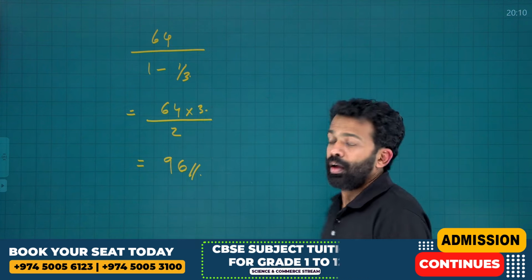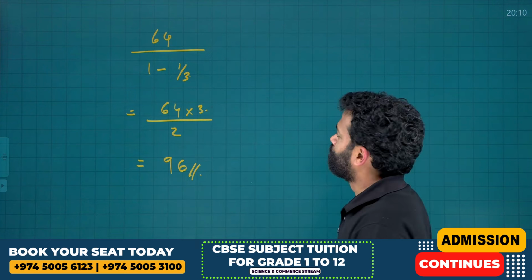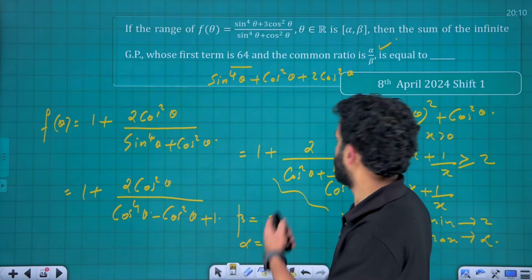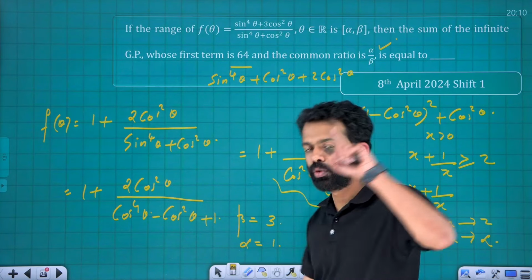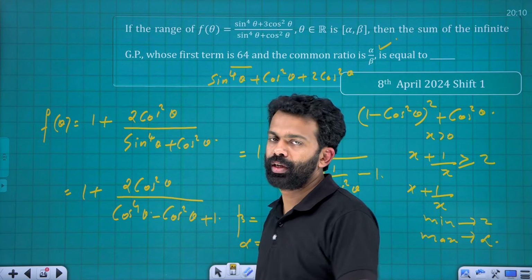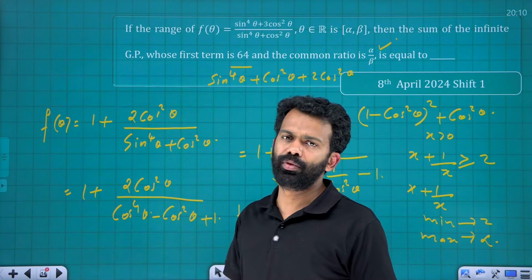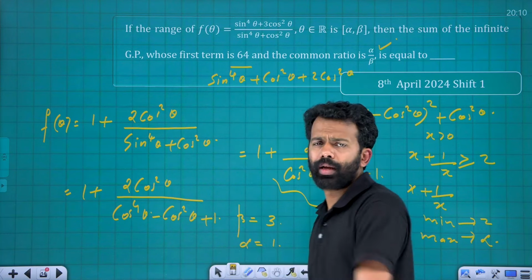Okay. Hope you got the idea here. 96 is an integer type question. Okay. So see, that same answer you will also get by differentiating and using the concept we have discussed before. Okay, but it will be time consuming.